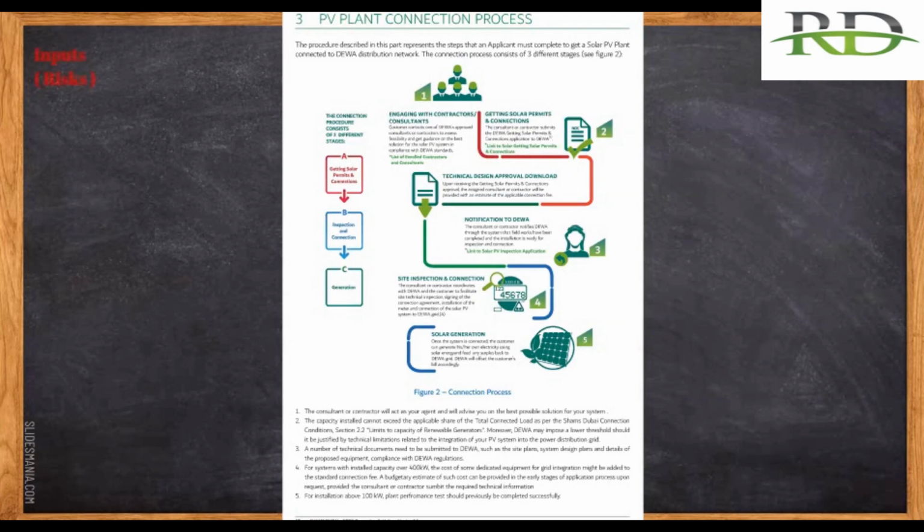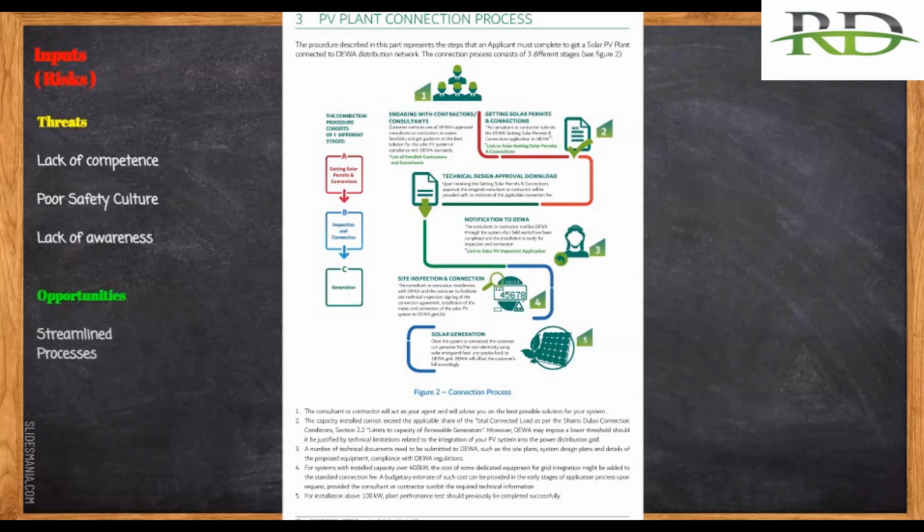And within that process, you are going to determine what are the risks to our quality, safety, and environmental objectives in this process. So in this process, the threats can be lack of competence, poor safety culture, and lack of awareness. And the opportunities here can be streamlining the process, competent supervision, and preparing a legal register. These are the threats and opportunities to your quality, safety, and environmental objectives in this process.